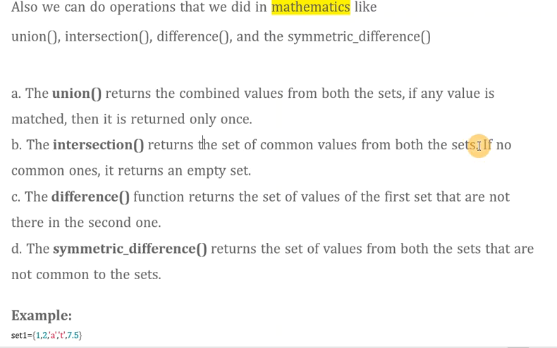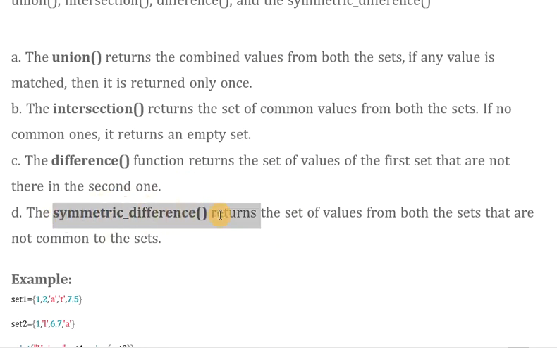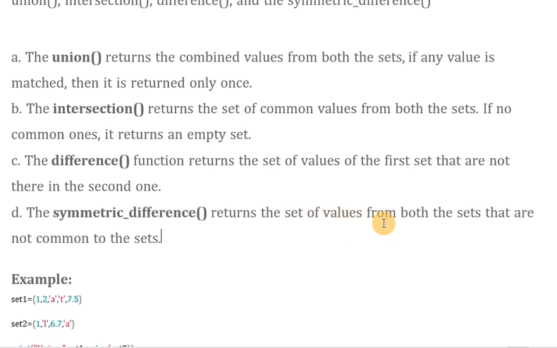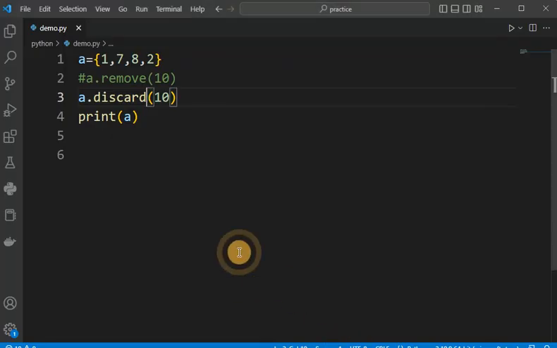If there is no common one, it returns the empty set. And difference returns the set of values of the first set that are not there in the second one. And the symmetric difference returns the set of values from both the sets that are not common to the sets. So let me give you the example one by one to understand it better.